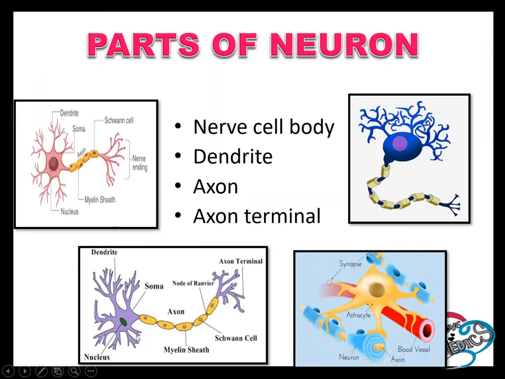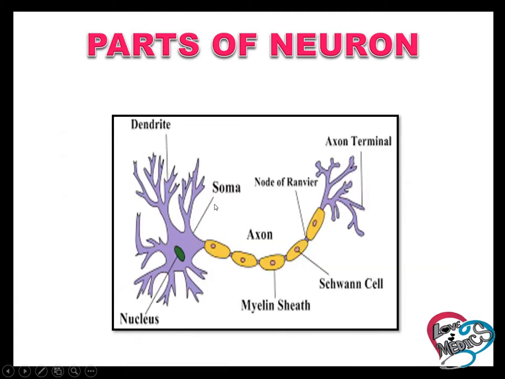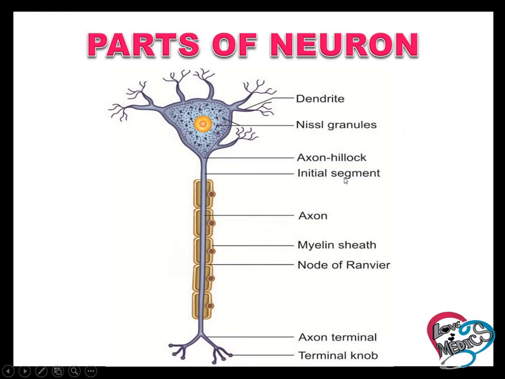Parts of the neuron: nerve cell body, dendrites, axon and axon terminal. Look at here. This is the cell body, also called soma. This short process is dendrites, this one is the nucleus, and the long process is axon. The axon is covered by myelin sheath. The myelin sheath is made up of Schwann cells, and the gap between the myelin sheath is the node of Ranvier, and the end of the neuron is the axon terminal.